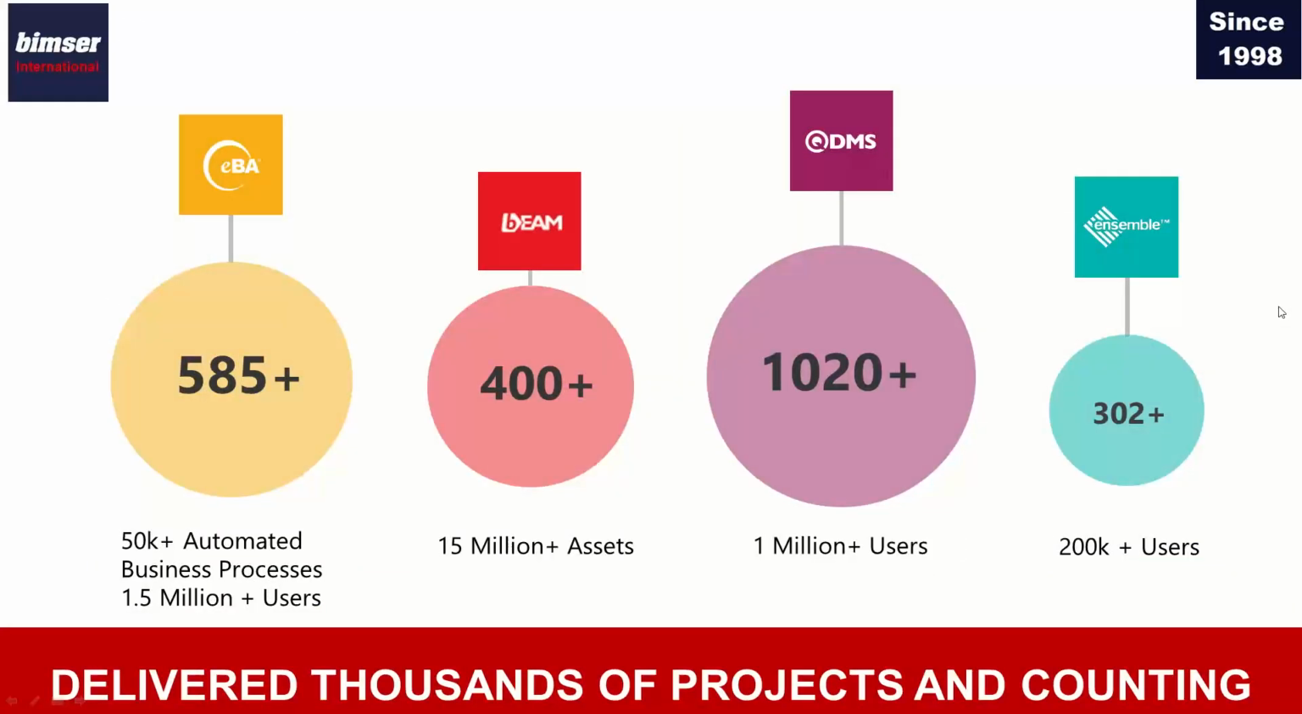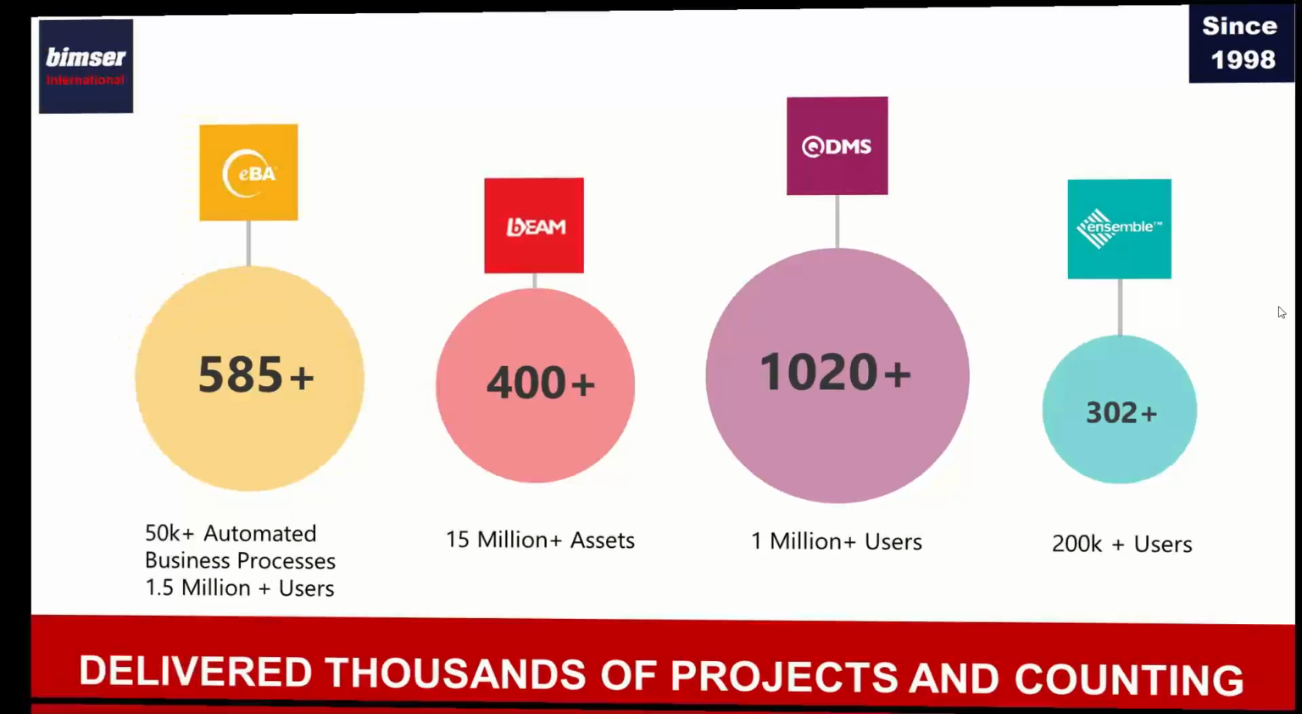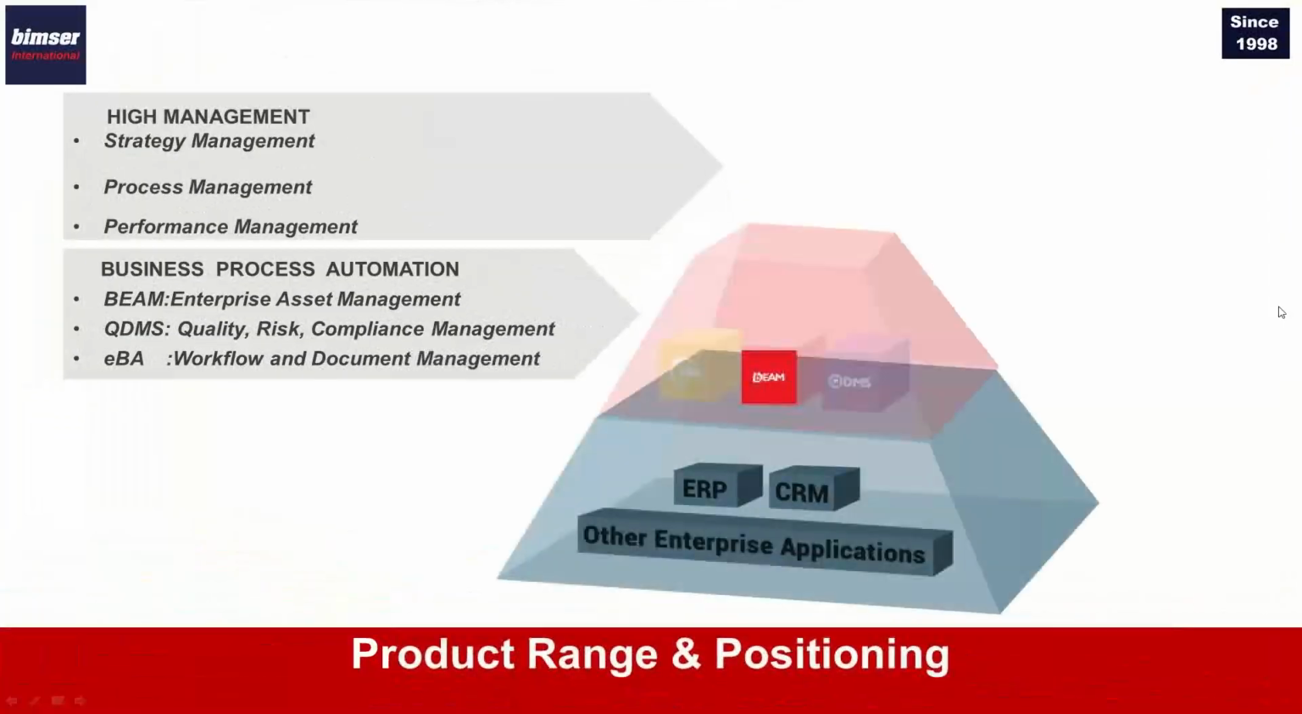Also, you can see some of the projects that we have been delivering since 1998. For QDMS, for example, we have deployed more than 1,000 projects already. So that also shows more or less how many customers we have. And right now for QDMS, we have more than 1 million professional users. So these numbers are increasing every month. These are the numbers by the end of last year. So we have higher numbers right now.